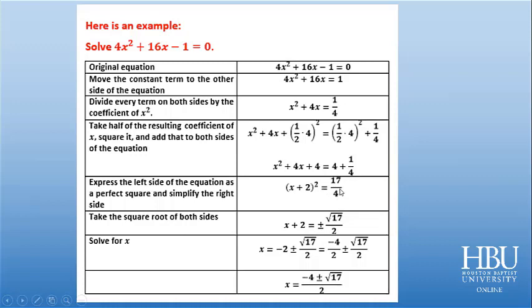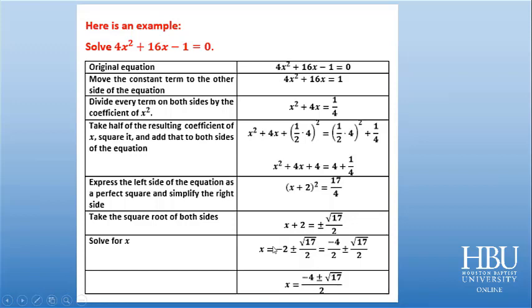The square root of 17/4 is the square root of 17 over 2, because the square root of 4 is 2 in the denominator. Whenever you take the square root of both sides of an equation, you have to introduce a plus or minus sign. To finish the problem, we now can easily solve for x by subtracting 2 from both sides of the equation. We will have x equals minus 2 plus or minus the square root of 17 over 2.